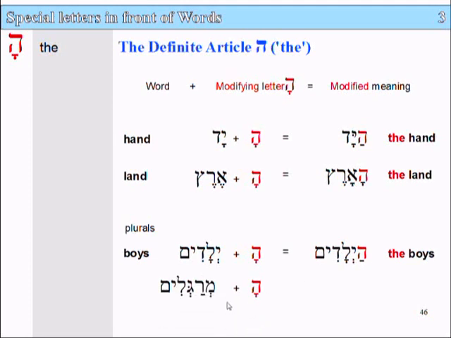And if we have the word for spies, meraglim, from the root word ragel, resh gimel lamed. Ragel is foot, and spies kind of tread out on foot and look at the land. So this word spies is derived from the word for foot, ragel. Meraglim, spies. We add the hey, and we get ha-meraglim, the spies.